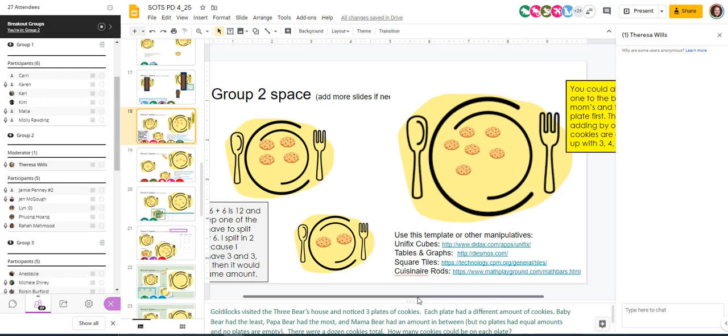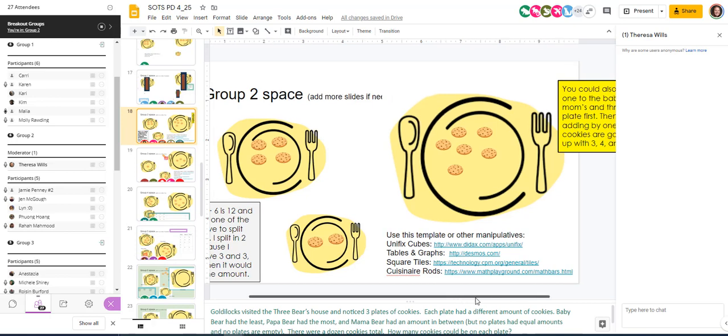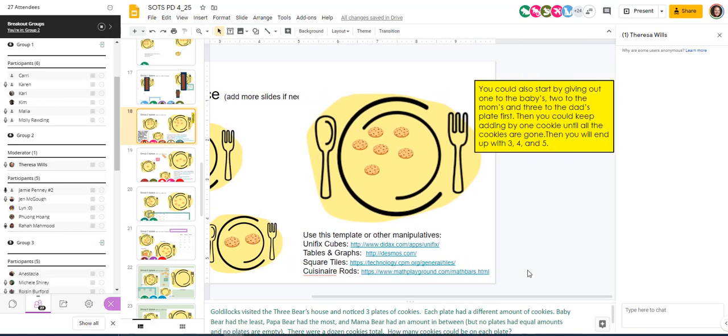We also have a second strategy over to the right. Someone suggested having 1 cookie on the baby's plate, 2 on the mom's, and 3 on the dad's, and then continuing to add 1 until they're all gone, which would give us 3, 4, and 5. Oh, neat. So we have a 3 for baby, 4 for mama, 5 for papa. Yes.